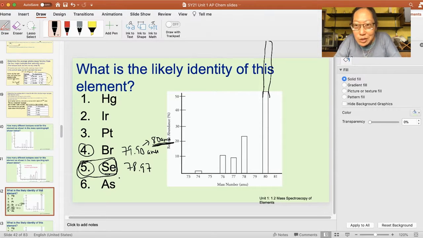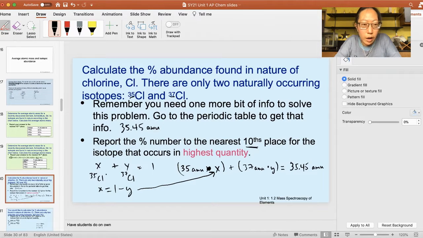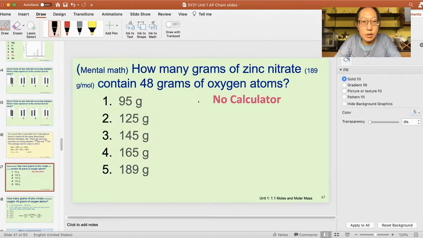Okay, any questions? This will only work when you have 2 isotopes, because otherwise we'd have another unknown. Here I assigned a variable to one of the relative abundances, and the other variable to the other abundance, and they have to add up to 1. Then I set up my weighted average equation, substitute in for one of the variables and solve for the other. I'm going to call on somebody in a minute.